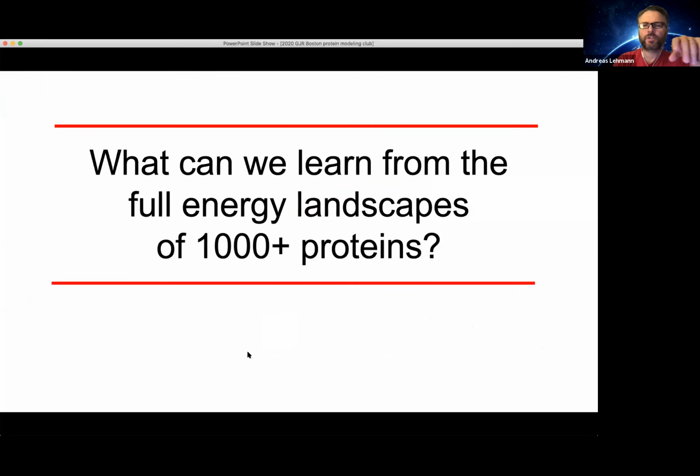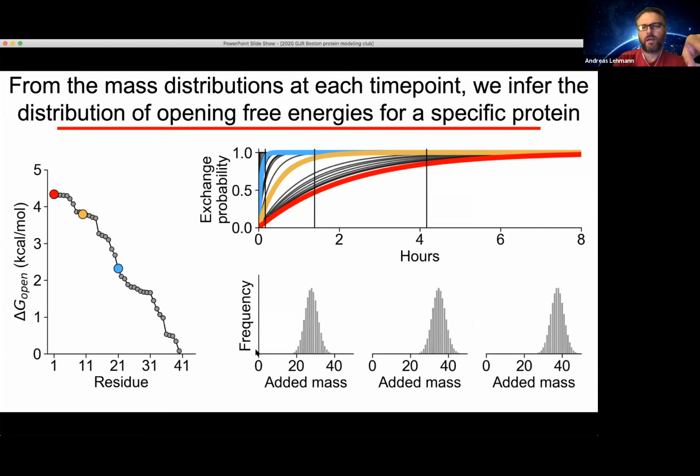So what can we? Oh, go ahead. One more question, maybe. So you showed, to explain the distribution of rate constants from fastest to slowest, you showed one structure.